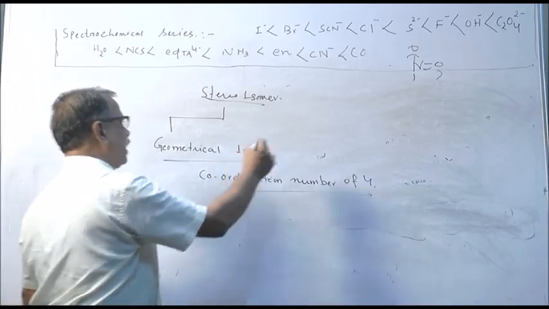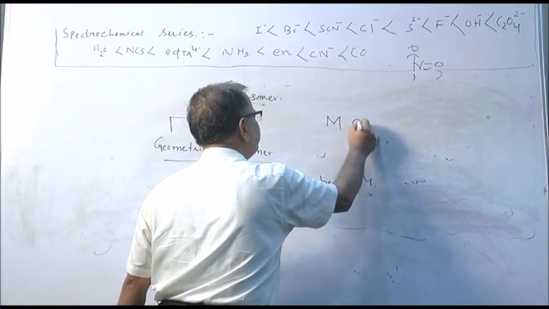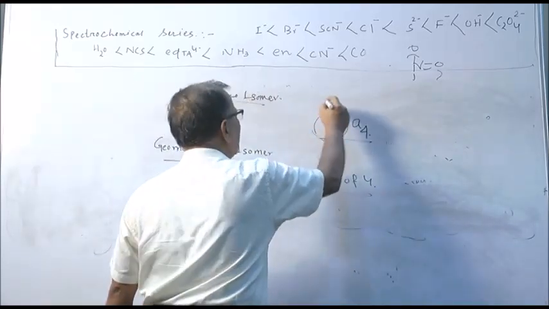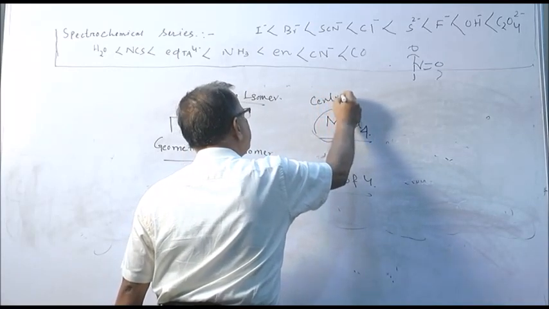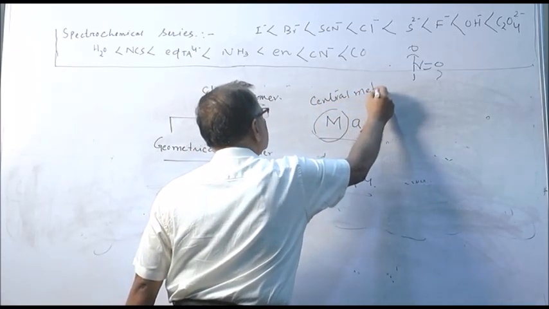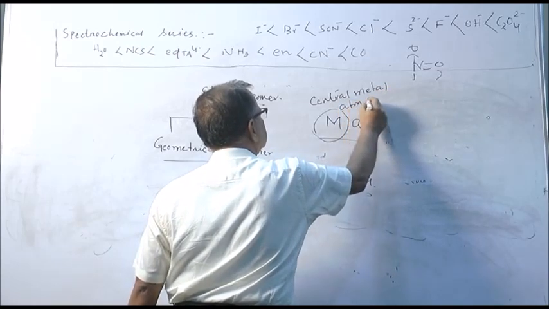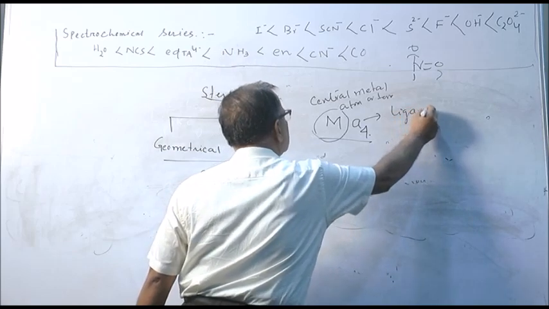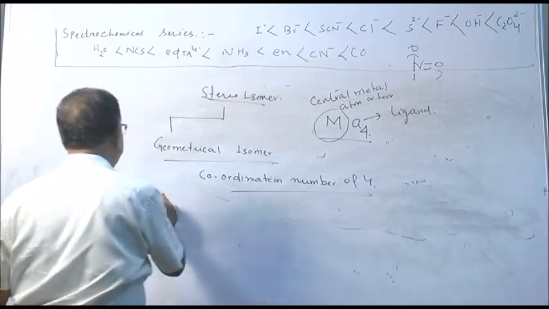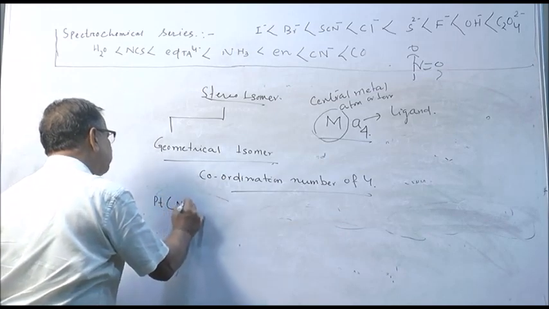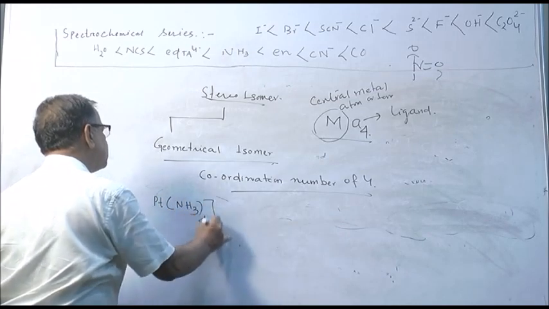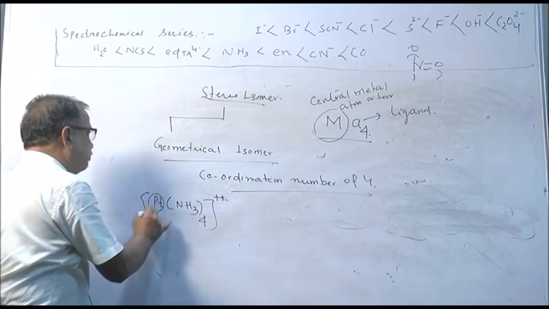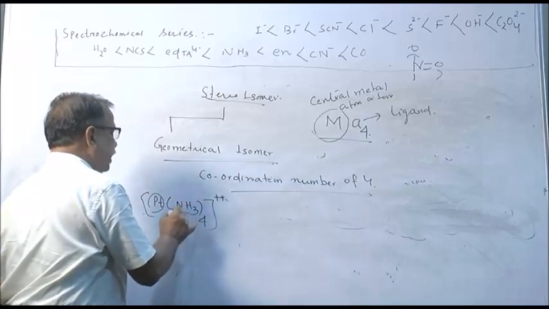Four means there are 4 ligands. Ma4 type, where M is the central metal atom or ion and A is the ligand. You may write the example [Pt(NH3)4]2+. So Pt is M, the central metal ion, and NH3 is the ligand. Whether we get different structures or not, we will find out.